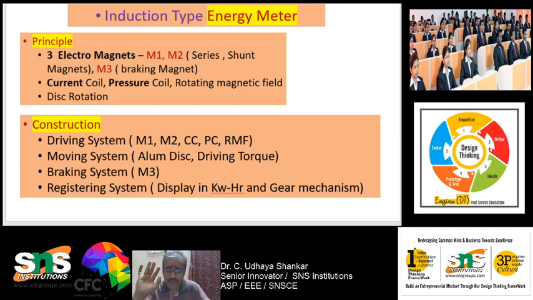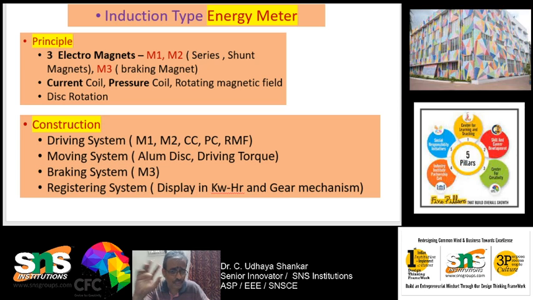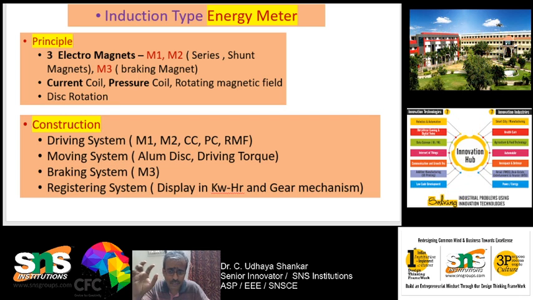And finally, you have the registering system. The registering system is going to display how many kilowatt-hours this particular equipment has consumed, and it will also have a gear mechanism, in order to rotate and display different units. That is it.